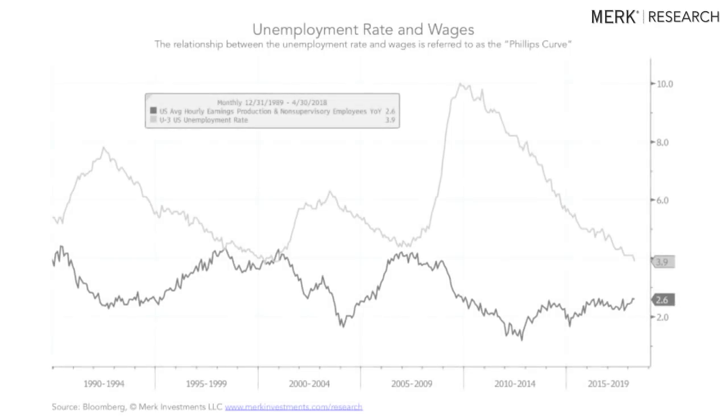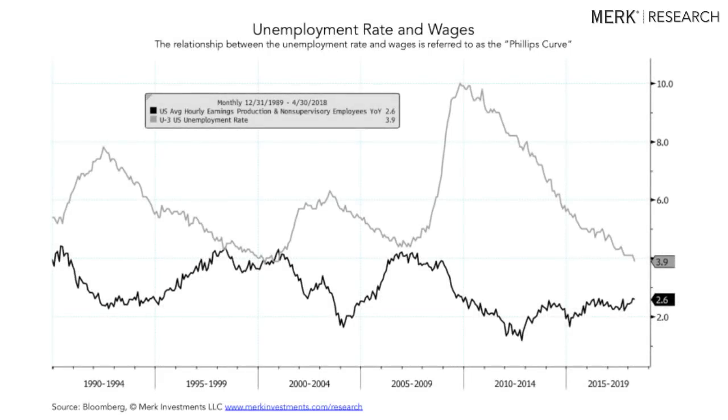Then moving on to chart 6, this is one that I also showed in the Fed chart book. It's the unemployment rate in gray there, and basically the average hourly earnings annualized rate of growth for production and non-supervisory employees in black.